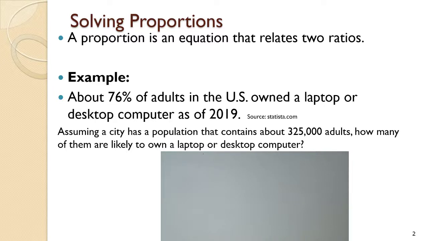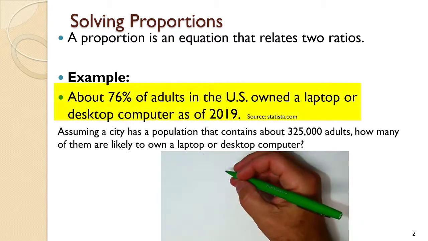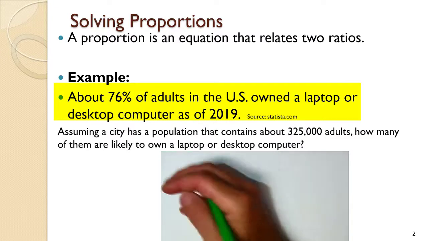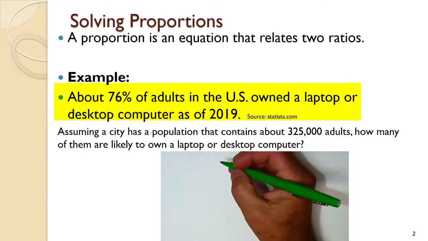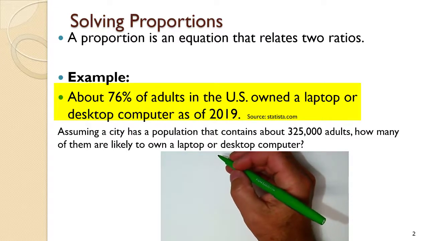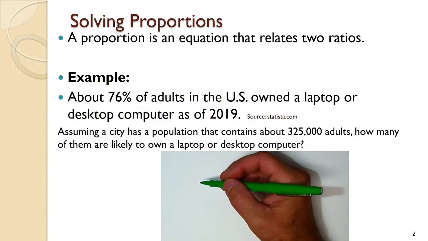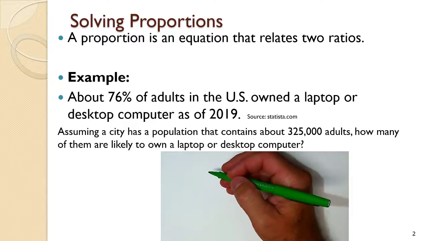Okay, well, to really understand percents, you need to be reminded of how a proportion works. So let's look at a kind of a simple case here. A proportion is just an equation that relates two ratios. So we're told that about 76% of adults in the United States own a laptop or a desktop as of 2019. Now, that's not any kind of computer because some people own a cell phone or a pad of some sort, but those don't count. If you count cell phones, it's up over 90% of adults have internet access some way.